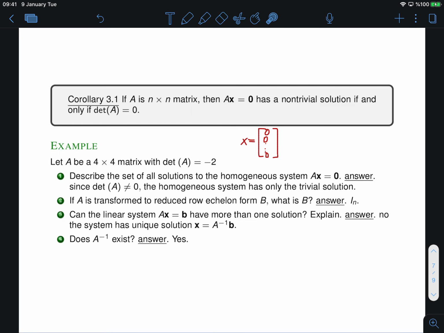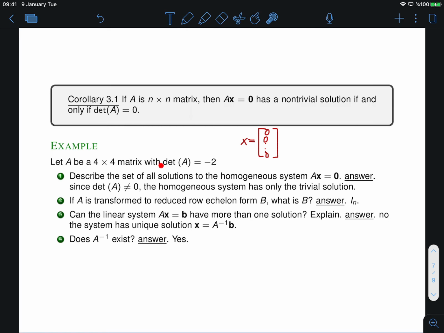Well, according to the corollary above, since the determinant is non-zero, this system will have only the trivial solution, the solution that I have written here. And if A is transformed to a reduced row echelon form, what is this reduced row echelon form? The answer is the identity. Can this non-homogeneous system have more than one solution? The answer is no. Why?